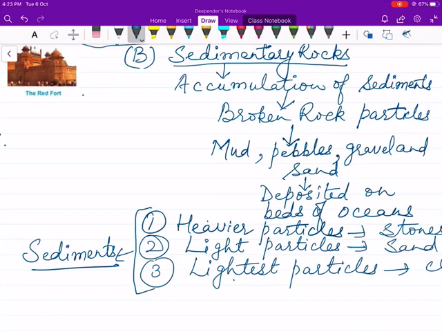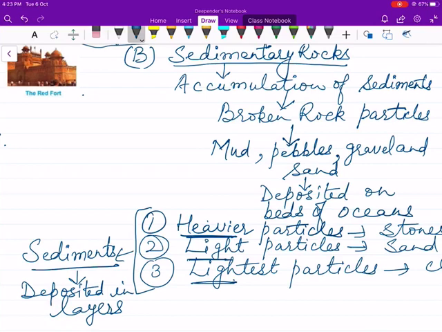So the sediments are deposited in layers, one by one. First comes the heavier at the bottom, then above that the light, and the topmost is the lightest. So fresh layers of sediments are piled over the previous ones. Piled का मतलब एक के ऊपर एक, जो पुरानी layers हैं उनके ऊपर sediments deposit होते रहते हैं, जमते रहते हैं.